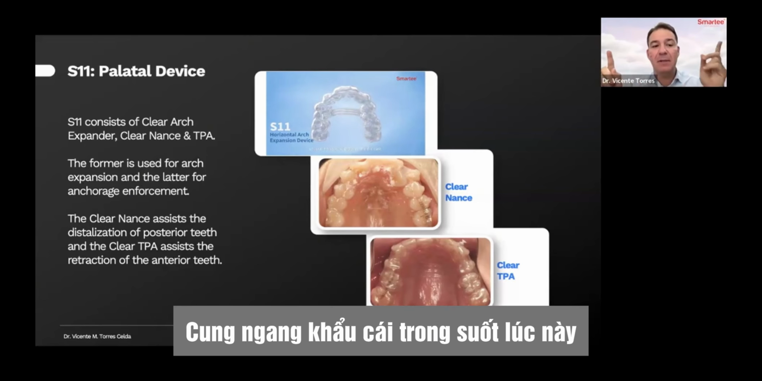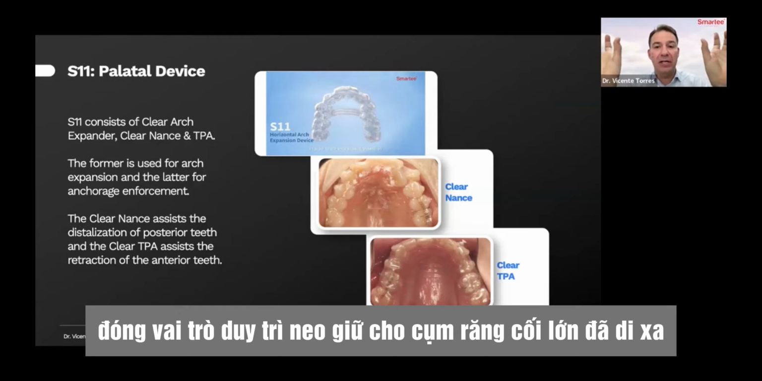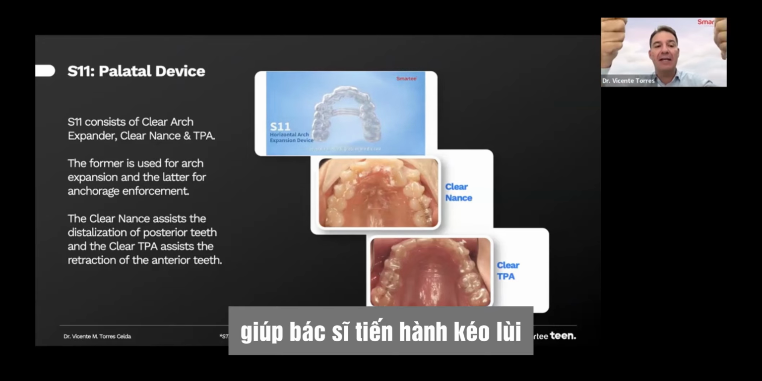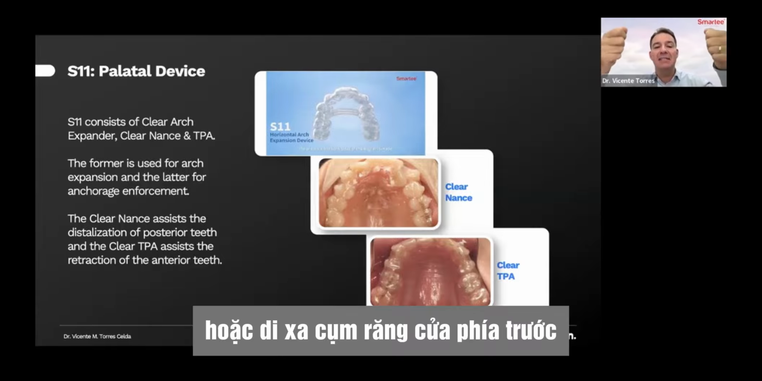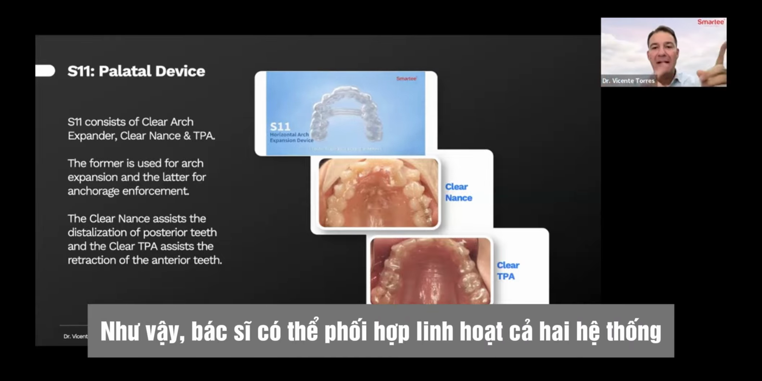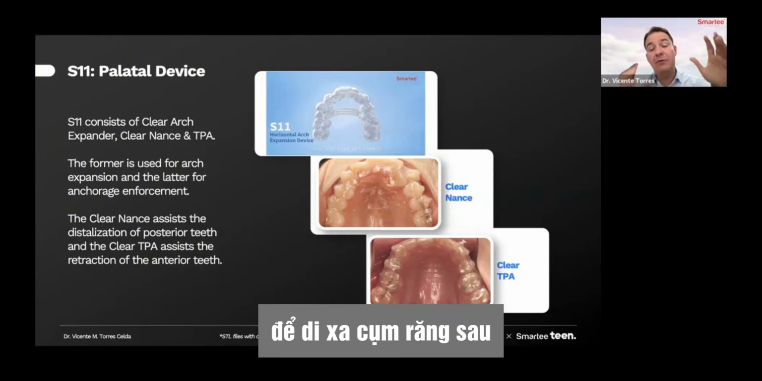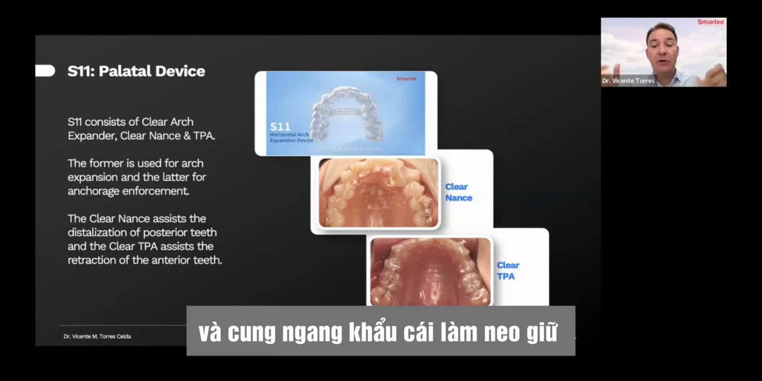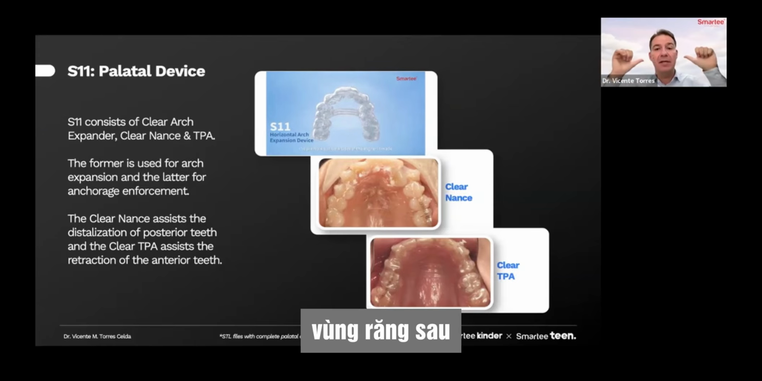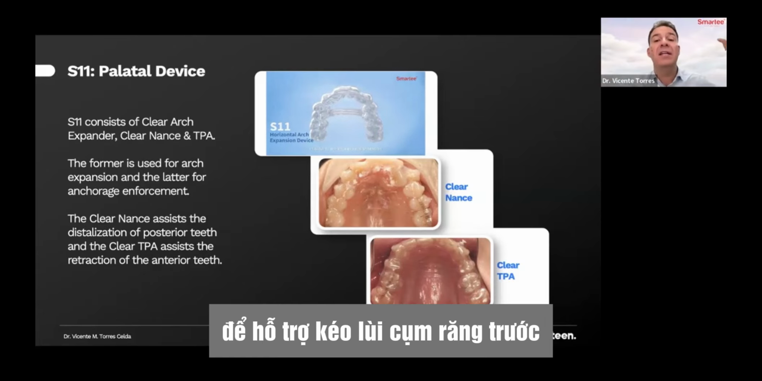This clear transpalatal bar, in this case, provides the anchorage of these first and second molars, and you start to retroincline or distalize the anterior teeth. So you can combine both systems. The clear nance is for anchorage in the distalization of the posterior area, and the transpalatal bar is for anchorage in the posterior area to help with the retrusion of the anterior area.